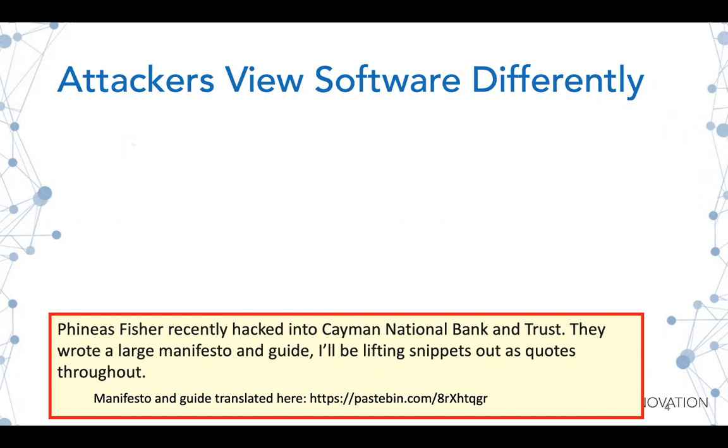Not sure when it was, time is so funny right now. It seems like years ago, but I think it was about 6 months ago, a hacker named Phineas Fisher released this manifesto. It was really interesting because she wrote up how she attacked the Cayman National Bank and Trust, and really detailed out all of the different exploits. But it also read not just as a guide, not just a how-to, but really like a manifesto of her thoughts and her feelings and her tensions across a lot of different things.